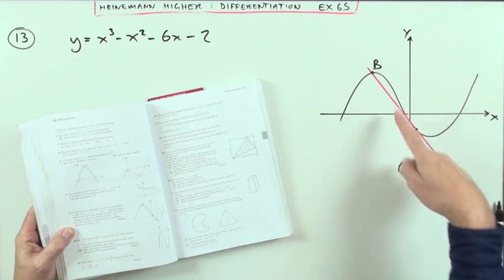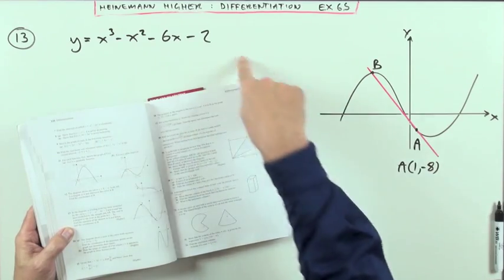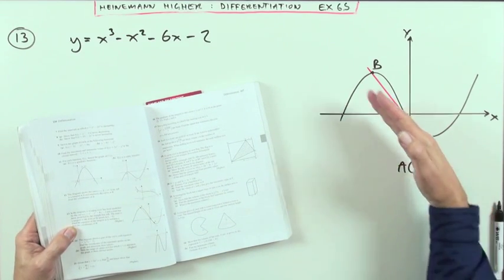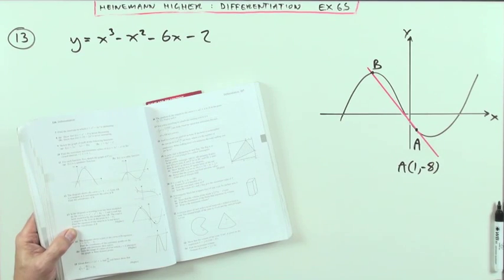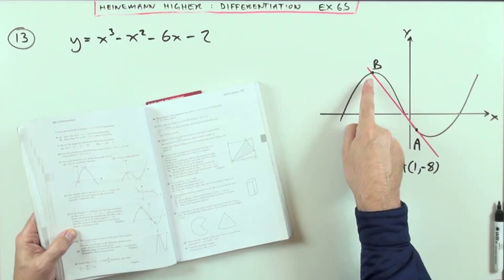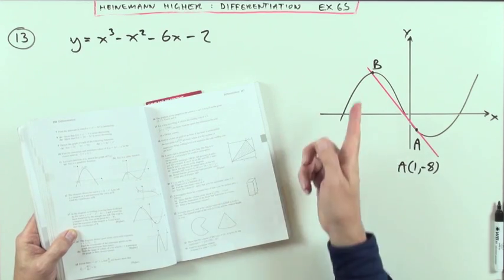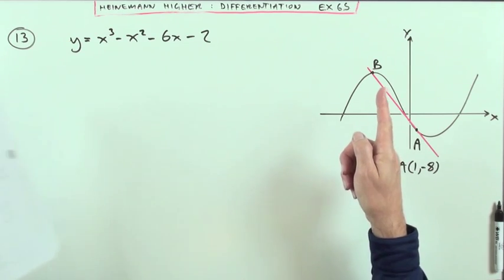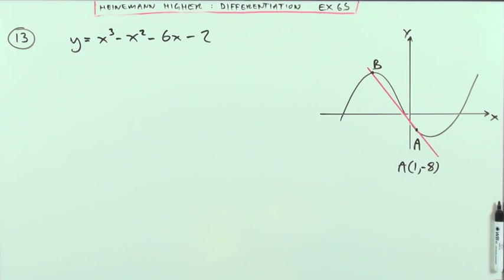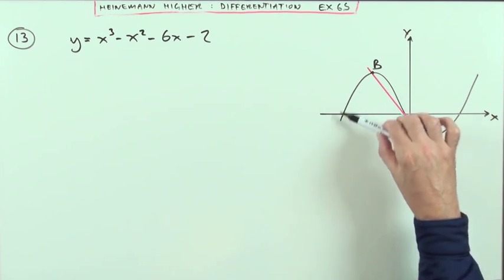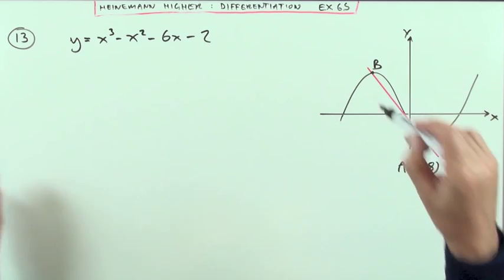A winding river has been modelled by this curve, very convenient, and a road is a tangent to the river at this point A, 1, -8. Find the equation of this tangent and hence find the coordinates of B where it must intersect it again. So why didn't it just say find the coordinates of bridge B, if they're going to be very concrete about it all. Right, so basically get the equation of the tangent, then substitute that equation into the equation of the curve to find the point of intersection.